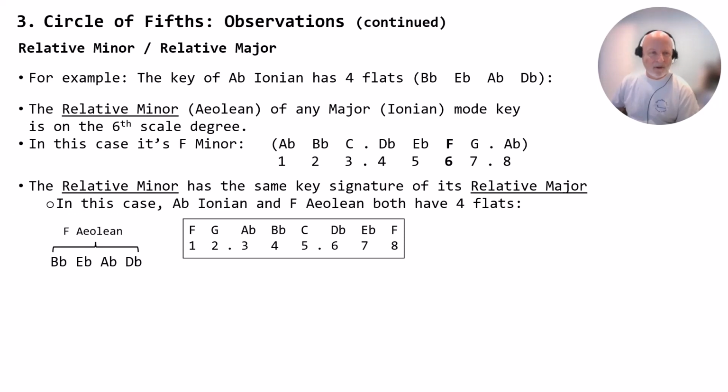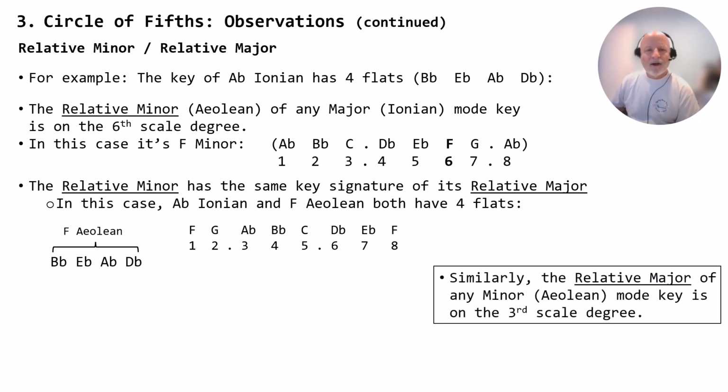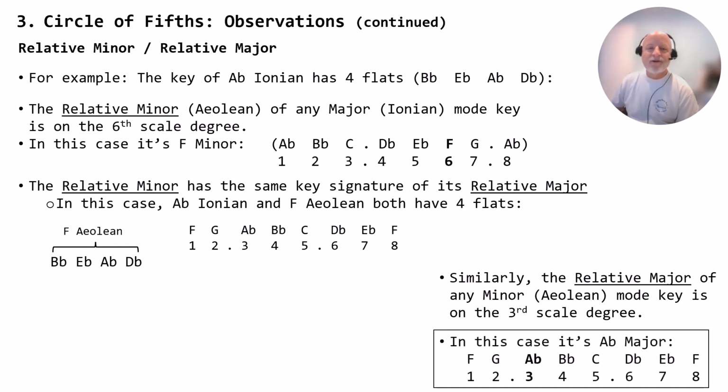And here's a little example here. So F Aeolian has those B flat, E flat, A flat, D flat. So similarly, just logically, you would see that if you were in an Aeolian scale, the relative major is on the 3rd scale degree. So in this case, if you start on F, it goes F, G, A flat, and so those two modes are related.